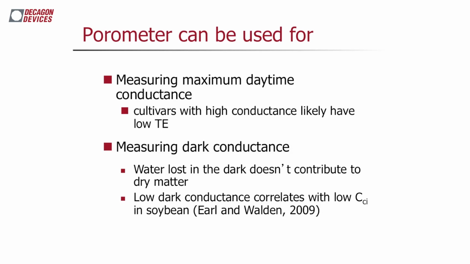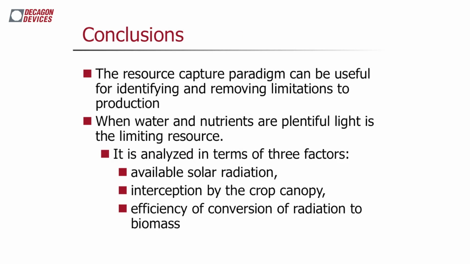And those low CO2 concentrations, as you know, were one of the ways that we could increase the radiation use efficiency and water use efficiency, by making the concentration in the air and the concentration in the leaf further apart. In conclusion, the resource capture paradigm can be useful for identifying and removing limitations to production when water and nutrients are plentiful and light is the limiting resource. We can use this actually very simplistic model to understand our biomass production.